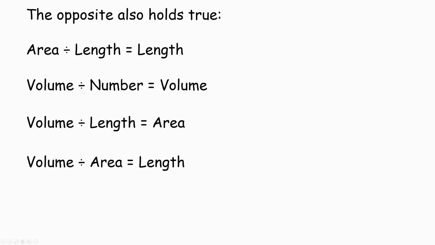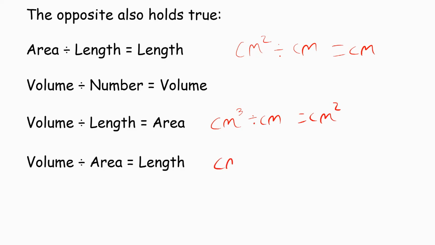And the opposite holds true as well. So area divided by length is length, because centimetres squared divided by centimetres gives you centimetres. A volume divided by a number is a volume, because if you times by a number, you keep the units the same with dividing. Volume divided by length, think about centimetres cubed divided by centimetres. We end up with centimetres squared, and volume divided by area is a length.